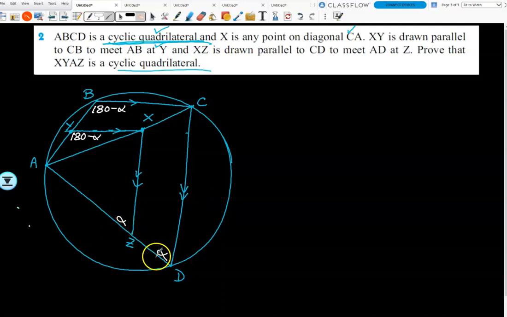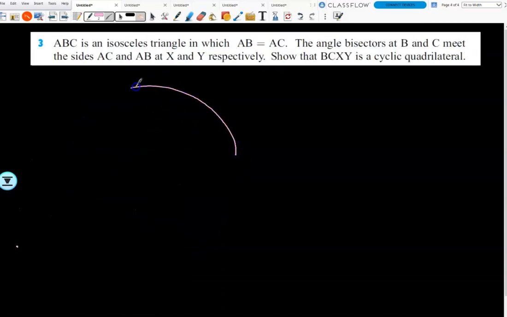So alpha, I'm happy that that's alpha because it's corresponding, and that was the bit I think some people didn't see. Cyclic quad, it's in the question. Use it. Diagonally opposite angles, 180, and then we've got parallel lines again. Huzzah! They add up to 180. Okay?